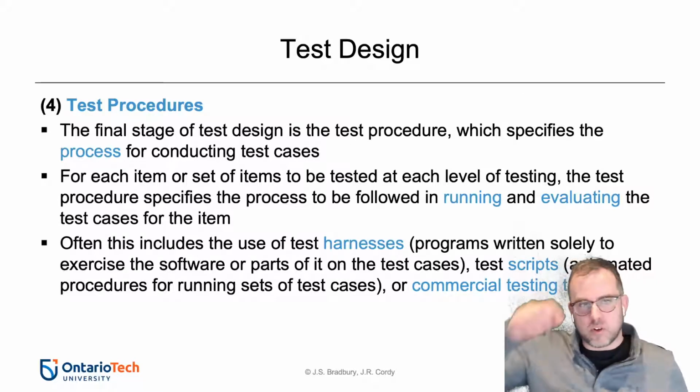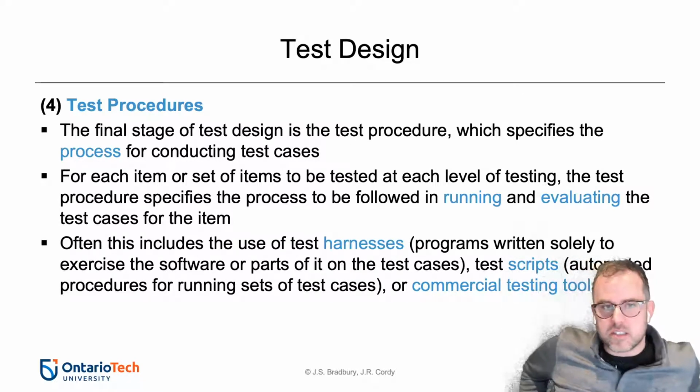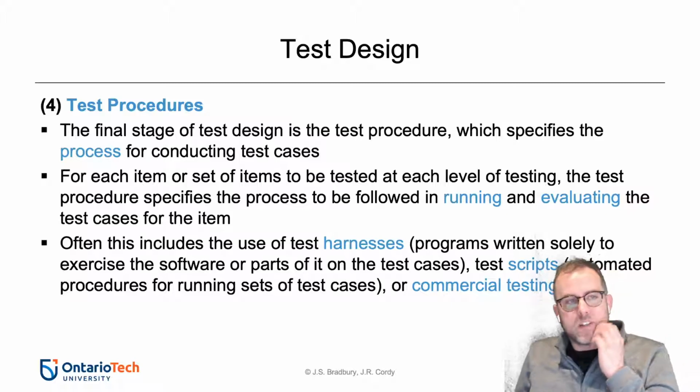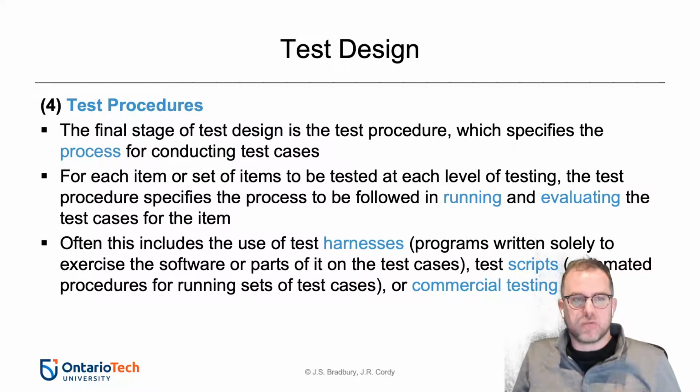This can involve a whole bunch of things. It can involve what we call test harnesses, writing programs that execute tests. It could involve creating automated test scripts. We're going to be doing that in one phase in this project, automated scripts to run all of our system level black box tests. Or it could be a commercial testing tool like JUnit, which allows you to automatically run a whole bunch of JUnit tests that you write. So the test procedure is the process of actually running the tests, recording the results, and evaluating them against the expected results.